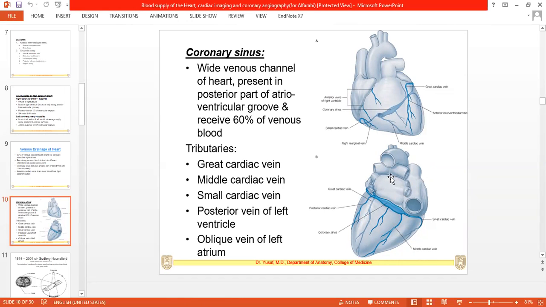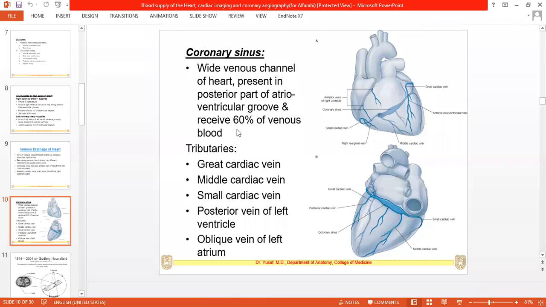This is the picture seen from behind as well as from below. So this is the diaphragmatic surface. This is the posterior surface of the base of the heart. This is the base of the heart. This is the diaphragmatic surface. In between them, these are the atria and these are the two ventricles. So in between is the atrioventricular groove, and in the posterior part of the atrioventricular groove we can see this coronary sinus, and it drains almost 60% of the venous blood, which we discussed before.